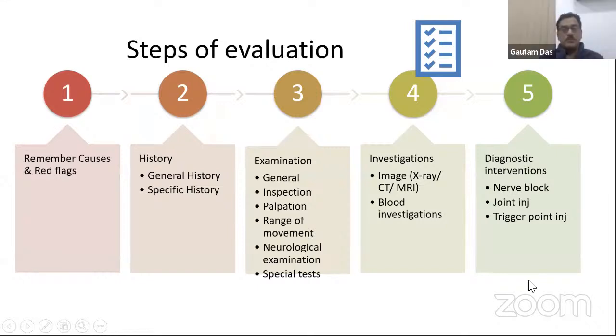Okay, so just for the recapitulation, the steps in any area of clinical evaluation are remembering the causes, remembering the red flags, then history. History is most important: the general history, the specific history, then examinations. In the examinations, the steps, then investigation and diagnostic. So first, let us remember the causes.